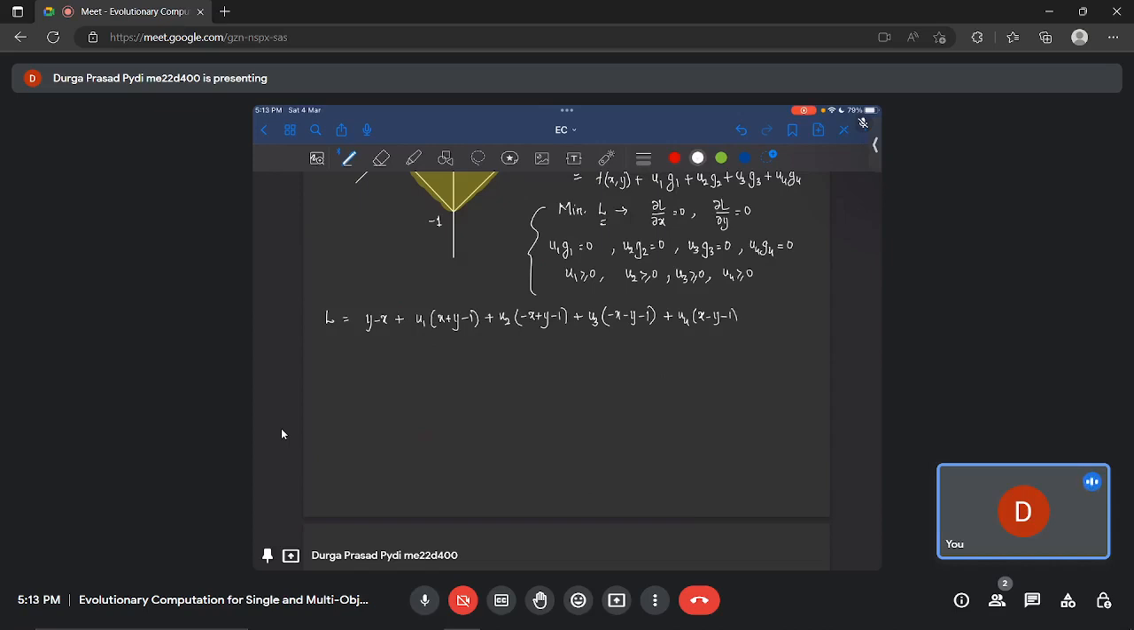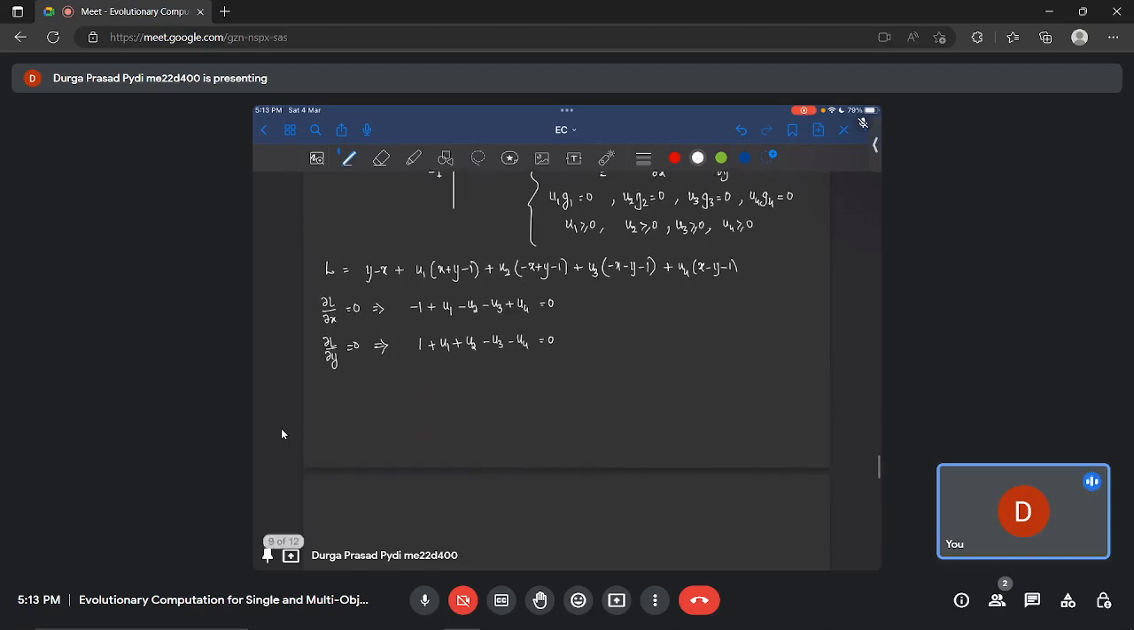Now let us write down the equations one by one. The first equation is del L by del X equal to 0. This gives me minus 1 plus u1 minus u2 minus u3 plus u4 equal to 0. My second equation is del L by del Y equal to 0. This gives me 1 plus u1 plus u2 minus u3 minus u4 equal to 0.